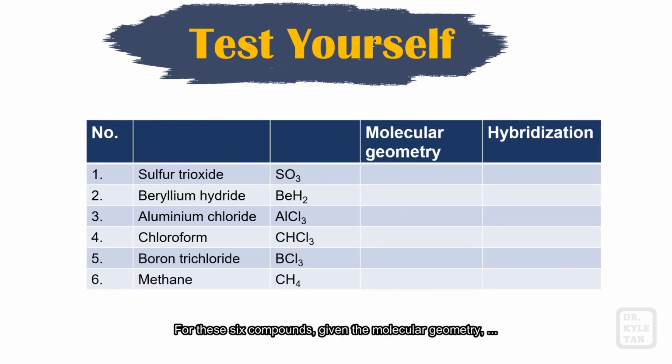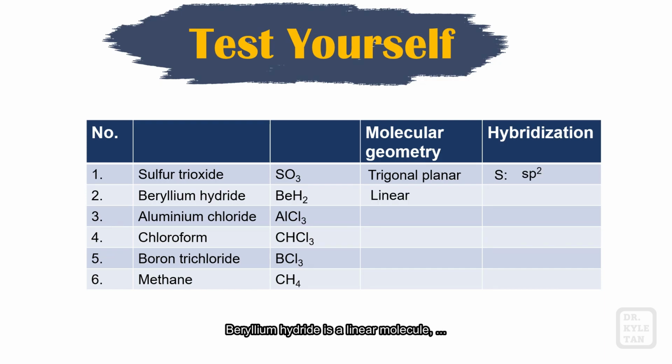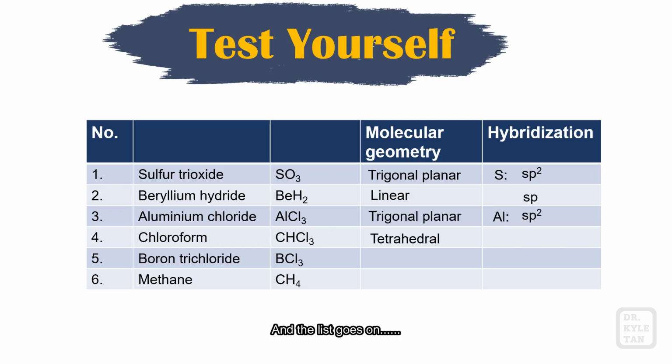For these 6 compounds, given the molecular geometry, we can know the hybridization mode. For example, SO3 is trigonal planar, so the hybridization of the central atom sulfur is sp2. Beryllium hydride is a linear molecule, so we know that the hybridization of the central atom beryllium is sp. And the list goes on.